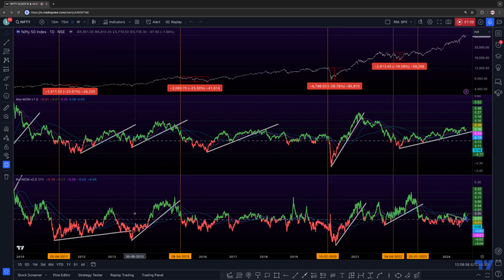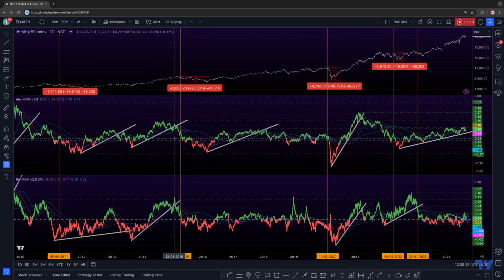Let's see this absolute momentum indicator. This indicator is very useful to analyze the trend of an underlying symbol by itself. It will tell you whether the trend is continuing or we are seeing some kind of change in trend. Are we in a bullish phase? Are we in a bearish phase? I found it very useful.